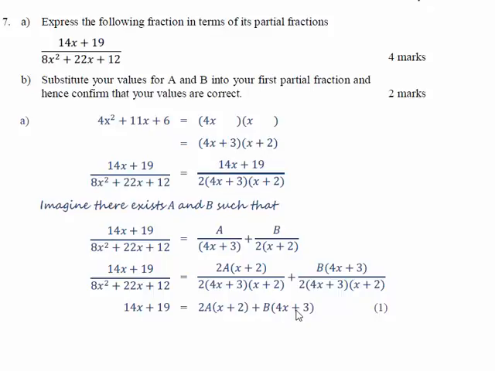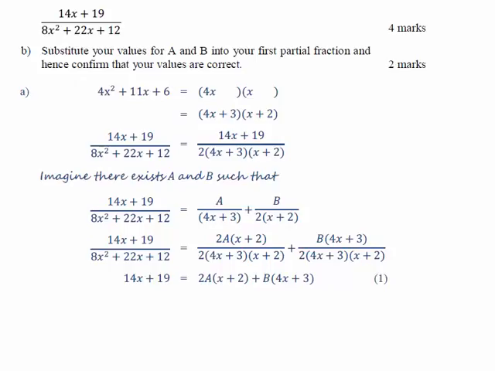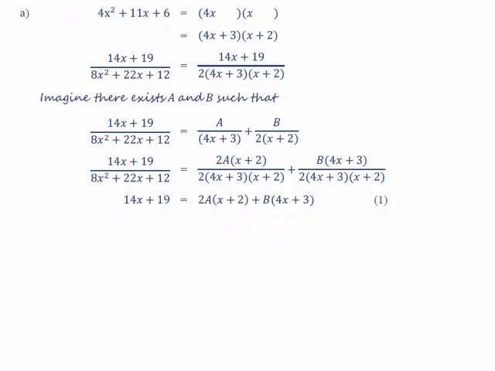Now we need to find a and b. So to find b, let's say x is equal to minus 2. When x equals minus 2, this term will disappear. I'm going to get minus 2 times 14, which is minus 28. Minus 28 plus 19 gives me minus 9. 4 times minus 2 is minus 8, plus 3 is minus 5. So b is equal to 9 over 5. Remember, it was minus 9 on this side, minus 5 on this side, so the minuses will cancel out.